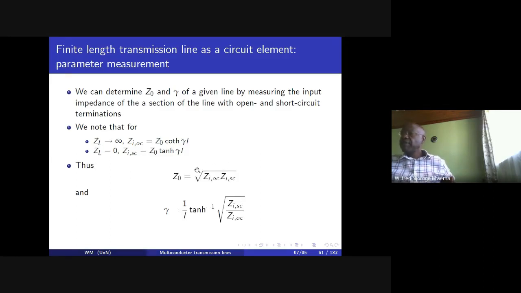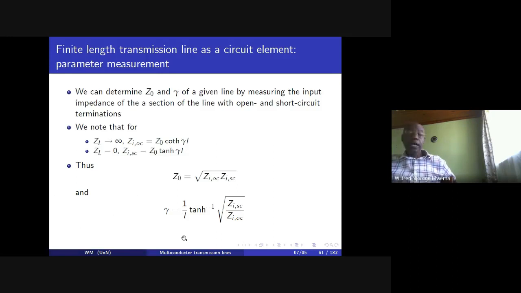And therefore, if we multiply ZI open circuit and ZI short circuit, we see that it's just going to be equal to Z0 squared. And therefore, since we are measuring ZIOC and we measure ZISC, we just take the square root of the product and we know what the characteristic impedance of that line is going to be.